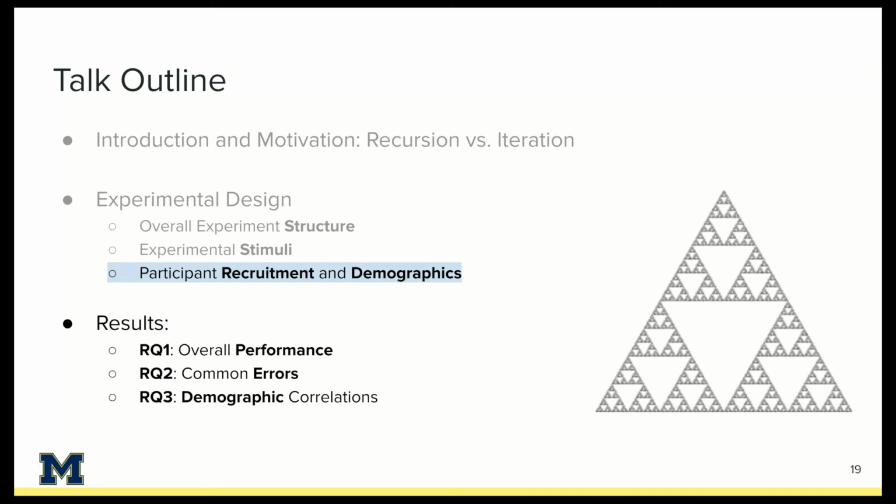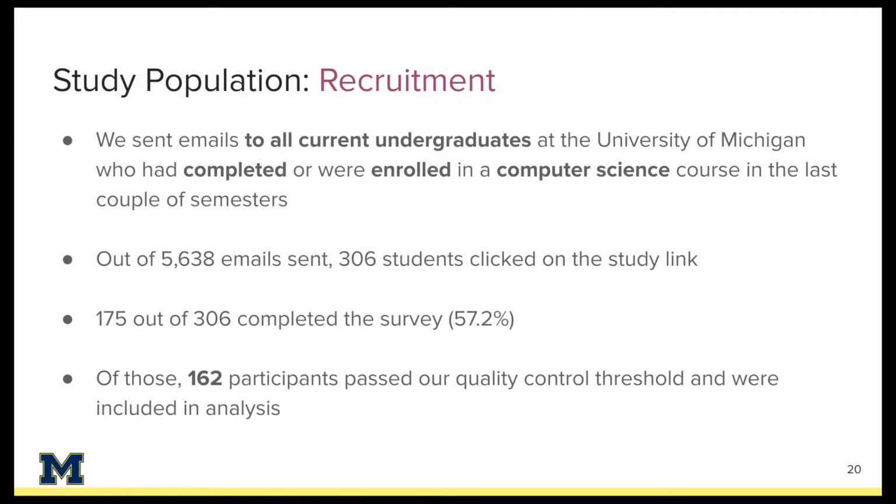Okay, now that we've covered our experimental design and stimuli, we'll now turn to our participant recruitment strategy and study population demographics. Our population consisted of University of Michigan undergraduates who had completed or were currently enrolled in a computer science course in the last couple of semesters.